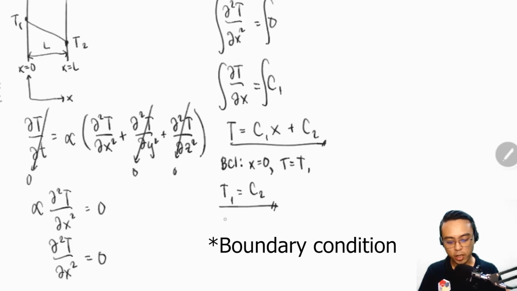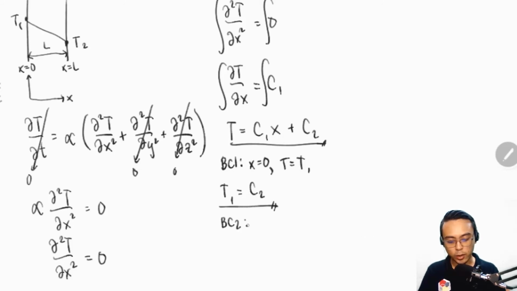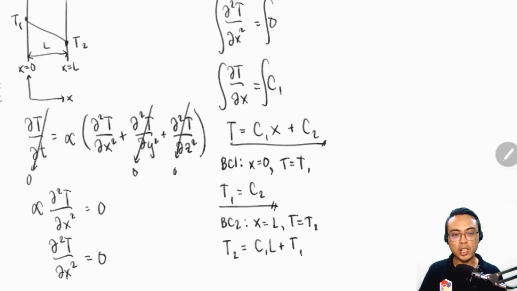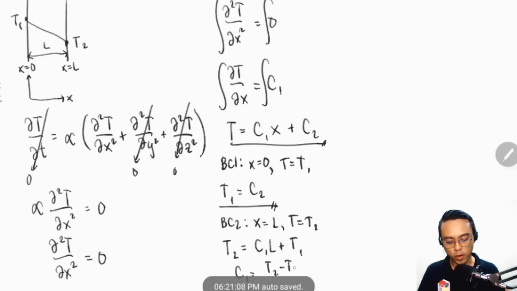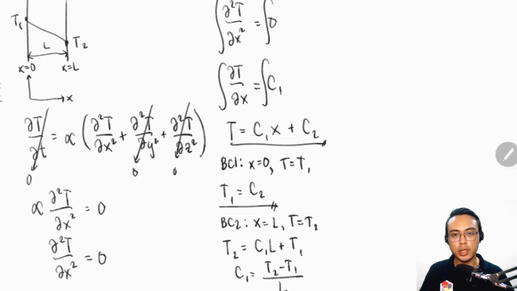Next, we substitute the second boundary equation. At x is equal to L, the temperature is equal to T2. Substituting to your temperature profile, we have T2 is equal to C1L plus C2. C2 is T sub 1. And then we can manipulate this expression to get the value of C1. C1 is equal to T2 minus T1 over L. We now have the value of the constants C1 and C2.